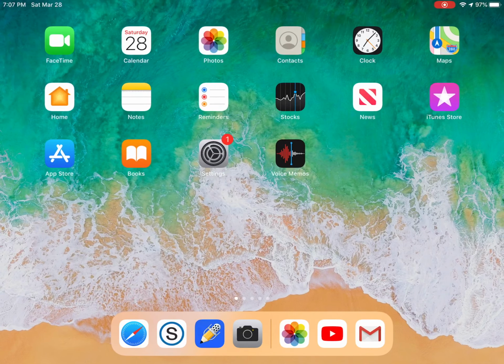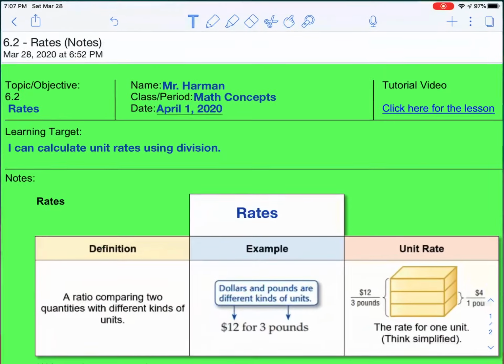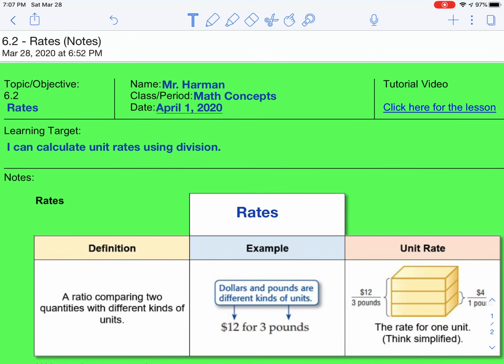Today we're going to take a look at our next lesson, lesson 6.2, and that's going to be on rates. So our learning target for today is I can calculate unit rates using division. So we're going to divide, which is going to be easy. You can use a calculator if you need to. And calculate, remember, just get the answer. So specifically, we're not going to talk about rates, but we're going to talk about unit rates.